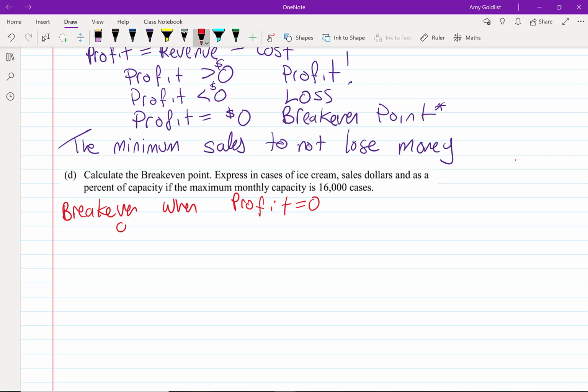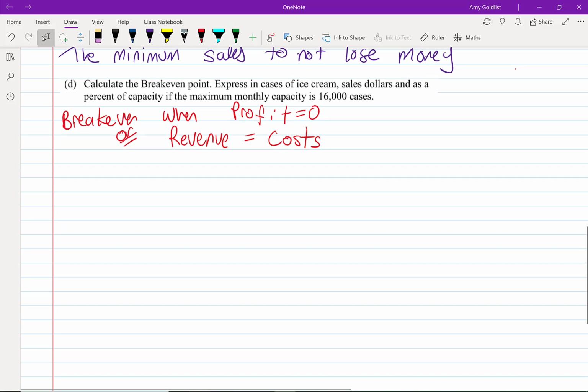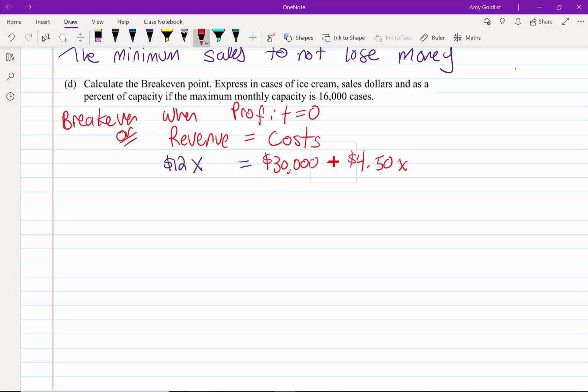And since profit is revenue minus costs, that's the exact same as saying that revenue and costs are equal. So we're looking for when those two things are the same. So I'm going to put in our equations. Revenue was 12x and cost was $30,000 plus 4.50x.